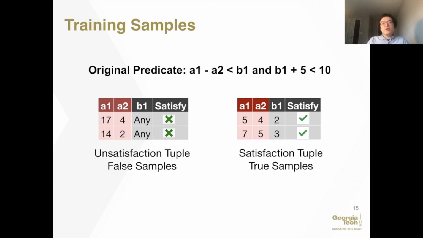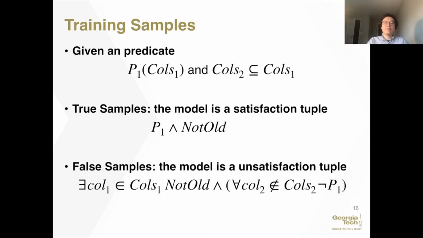And then we also have the concept of a satisfaction tuple. Here is an example. If a1 equals 5 and a2 equals 4, then if b1 equals 2, the whole tuple should be accepted by the original predicate. We want you to notice here that if there is one value for b1, such as 2, that makes the whole tuple satisfy the original predicate, then the whole tuple is a satisfaction tuple. And we proved that all satisfaction tuples should be accepted by a valid synthesized predicate. So all satisfaction tuples can be used as true samples.